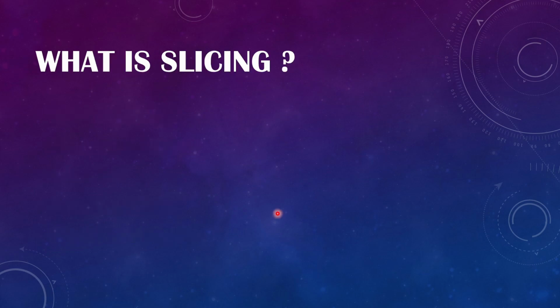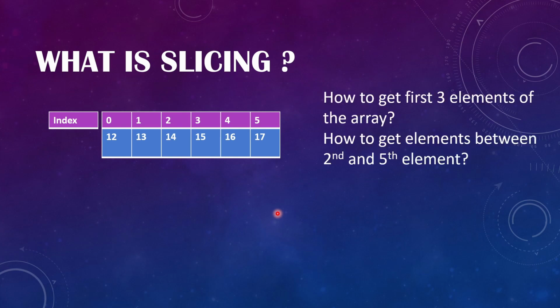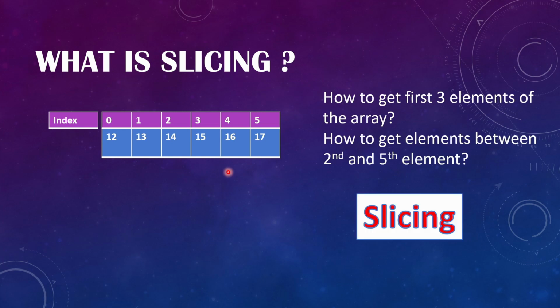To understand slicing, let us first consider an array. Here is an array. It has 6 elements and the index ranges from 0 to 5. Now since we have an array, if we want to get the first 3 elements of the array, or I ask you how to get elements between the second and the fifth element, here slicing comes into the picture. Basically, whenever we want a range of elements from an already existing array, slicing comes into the picture. So what is slicing?